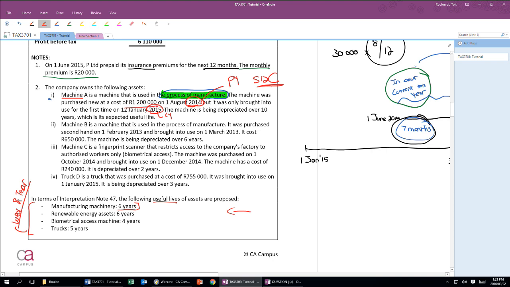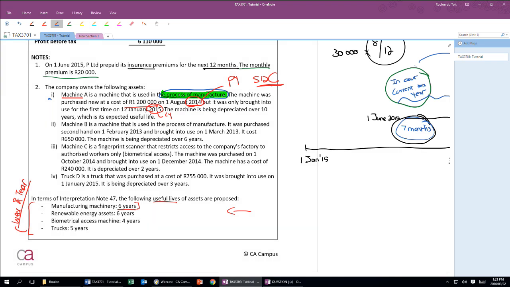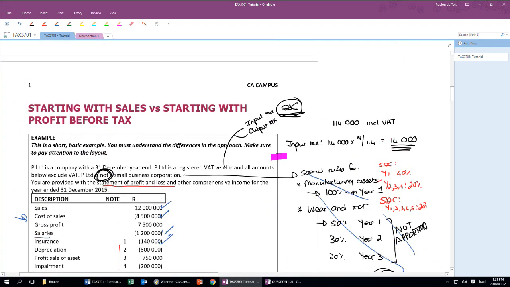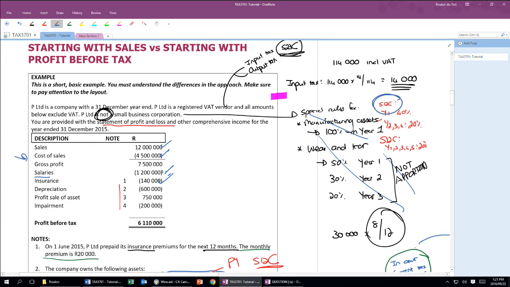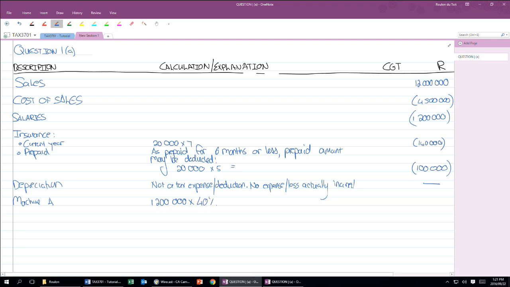Machine A had a cost of 1.2 million rands for us. Okay, so let's go and look at machine A. Now, remember when we spoke about the small business corporation earlier? We said that if you have a section 12C asset, year 1, you can claim a 40% allowance if it is new. If it is second hand, you can only claim 20% in each year. Now in this case, they tell you the machine was purchased new. So 1.2 million times 40%. Why 40% now? Because we brought it into use in the current year. So this is the first year of use for us.